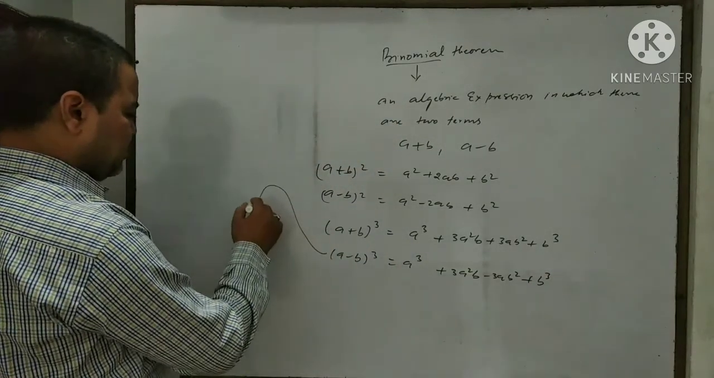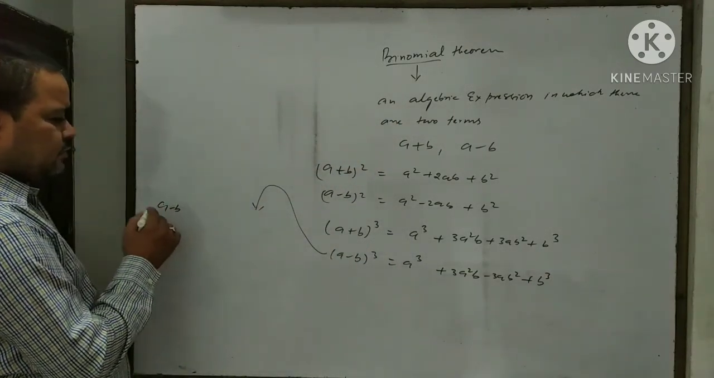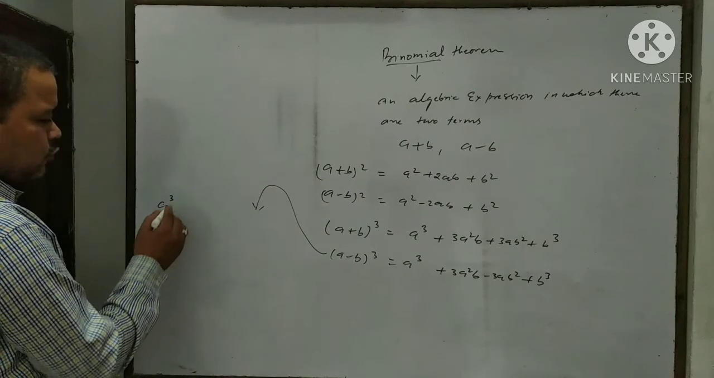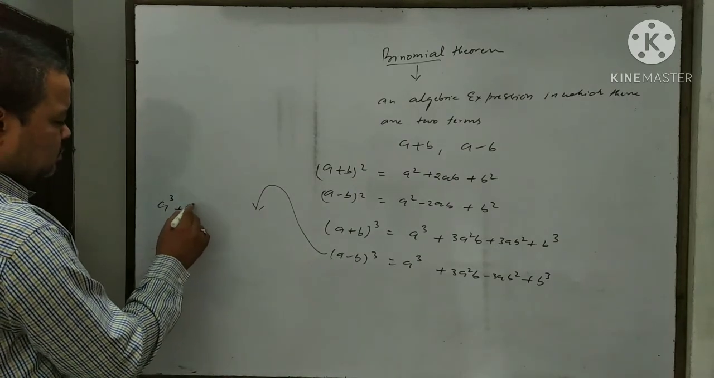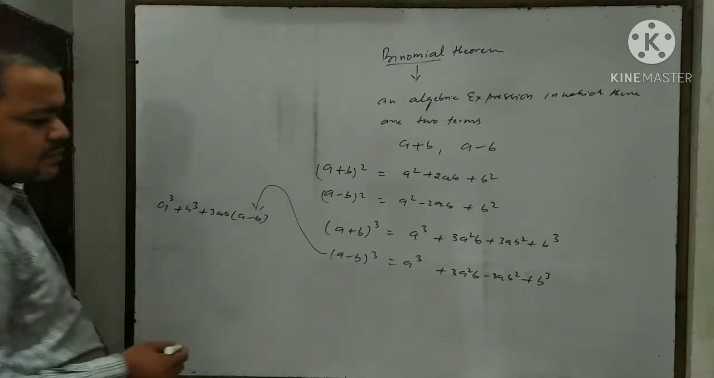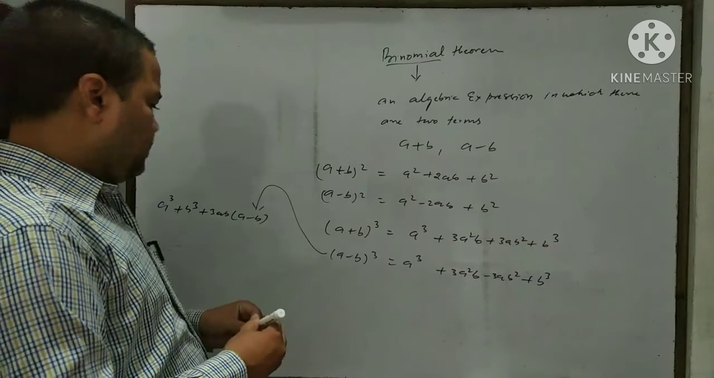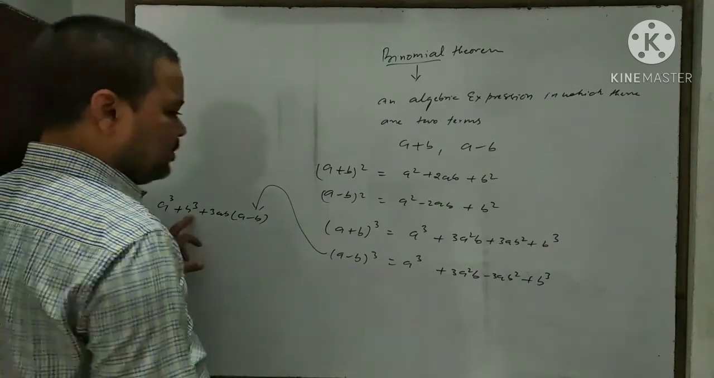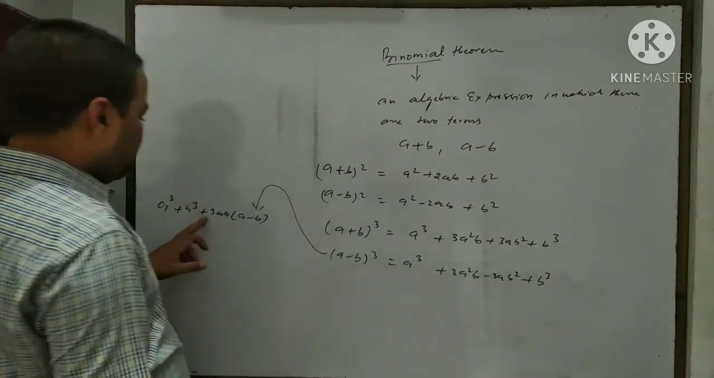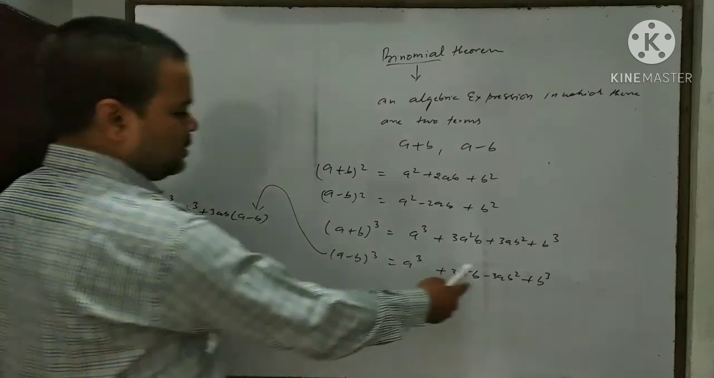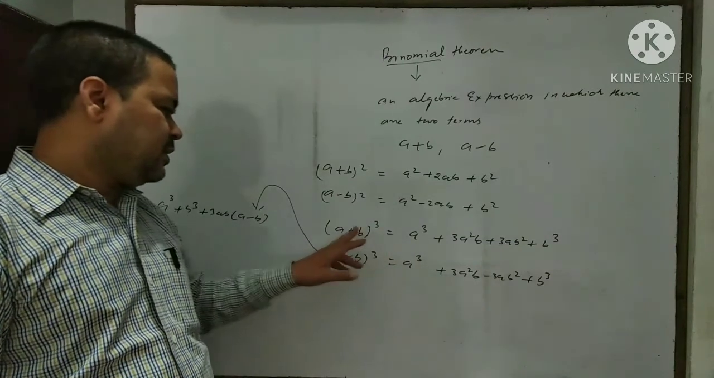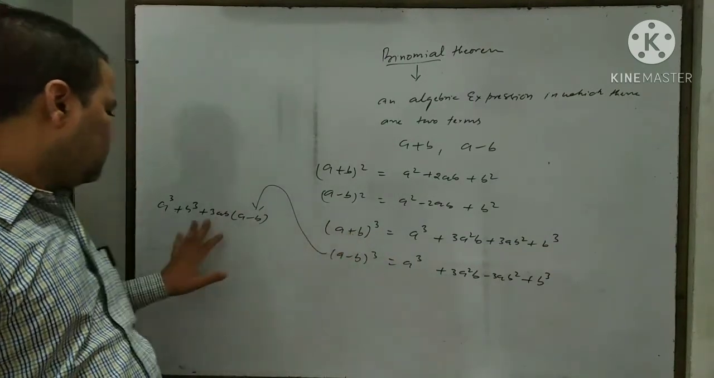Actually, this is the expansion of a minus b whole cube, a cube minus b cube minus 3ab, a minus b. If we expand it, then it will be a cube here, b cube this value, and 3a square b this value, and minus 3ab square this value. In this way, this can be written like this. Similarly, its expansion we can also write in this form.